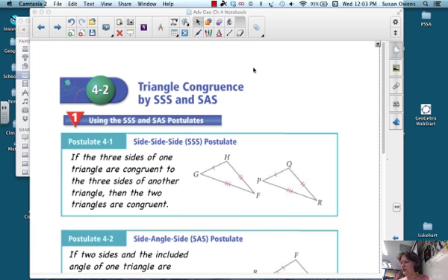Today's video is for Advanced Geometry, Chapter 4, Section 2, Triangle Congruence using SSS and SAS. So SSS is side, side, side, and SAS is side, angle, side.